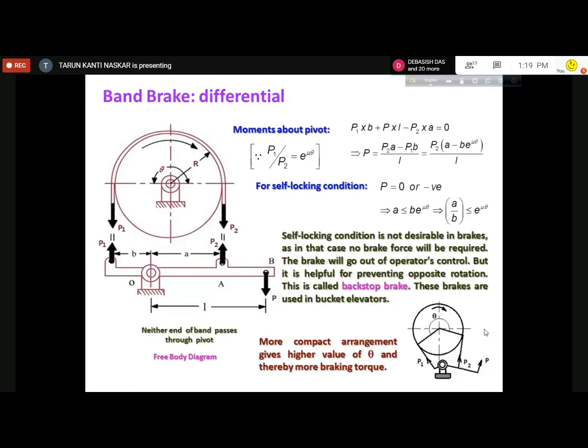So P1 by P2 gets higher value when theta is higher. So this is the system. Okay, a more compact arrangement gives a higher value of theta.